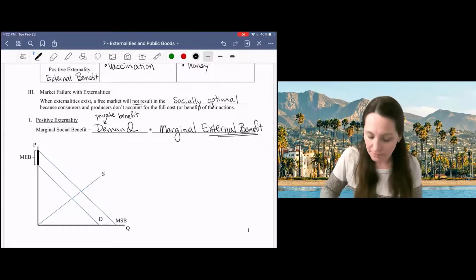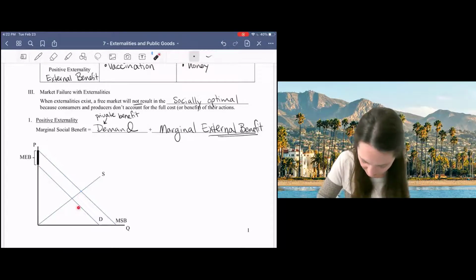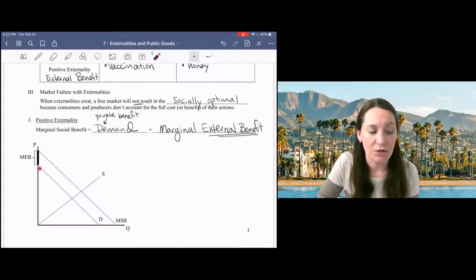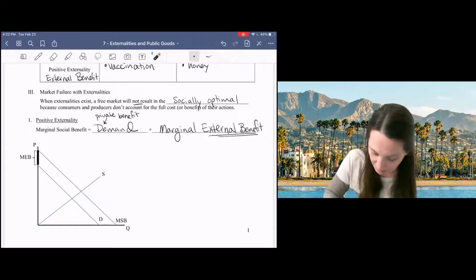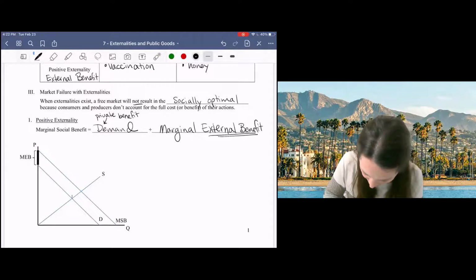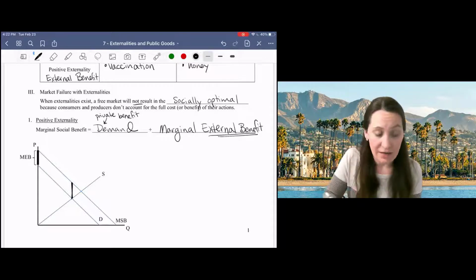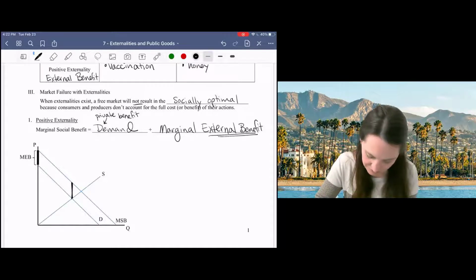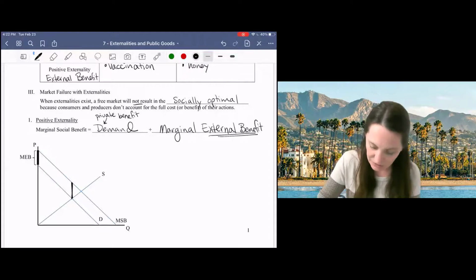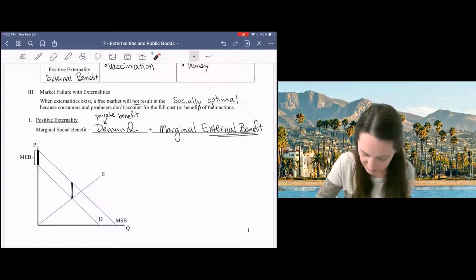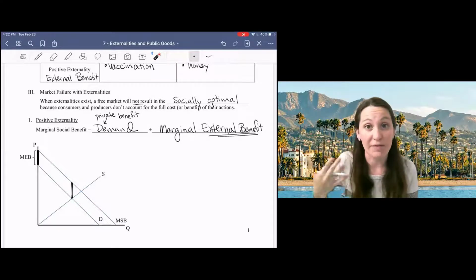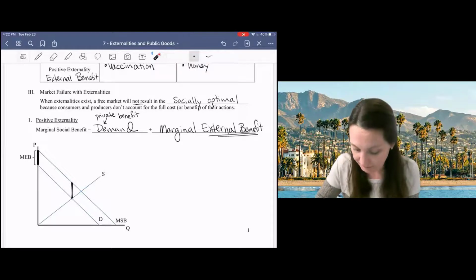Graphically, you can see that we've taken our demand curve here and just added on the marginal external benefit. So we've shifted demand up vertically by the amount of the external benefit per unit. Now here, the area between these two lines is constant. In other words, the two lines here are parallel, meaning that our marginal external benefit is constant. And all of our examples in this class will have a constant marginal external benefit.